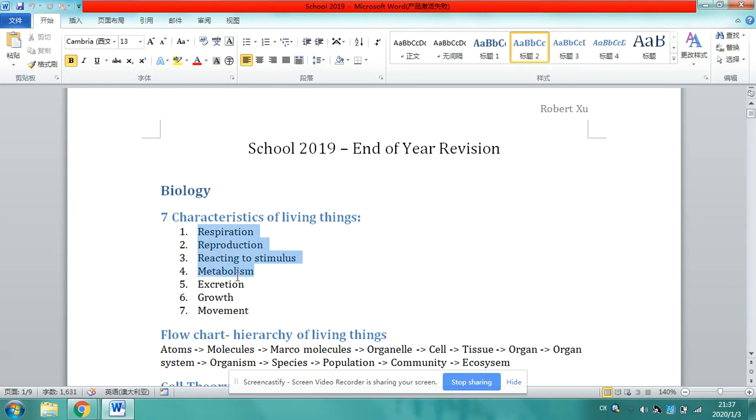My biology teacher told me that there is some argument over the 7 characteristics, but this is what they put in the textbook. So I guess this is the one they publicly agreed to go for. Anyways, there are 7 of them, and 3 of them start with the letter R. They are respiration, reproduction, and reacting to stimulus. And you know what? Let's expand them one by one.